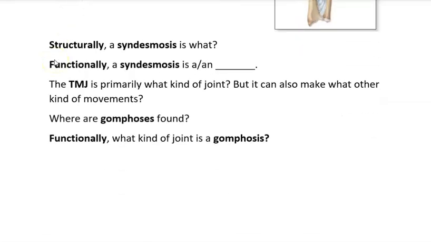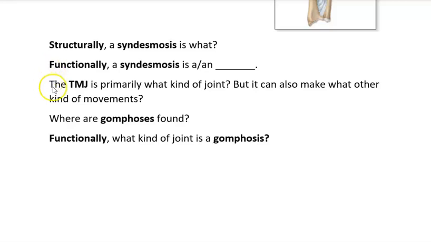All right, the TMJ is primarily what kind of joint? It's primarily a hinge joint, such as when you're chewing food. But it can also make gliding movements. So like when you protract your jaw or jut it forward, or if you jut it side to side in grinding movements, those are gliding movements, okay? So the jaw can do both hinge movement and gliding movements.